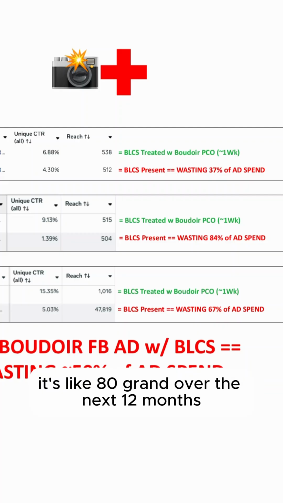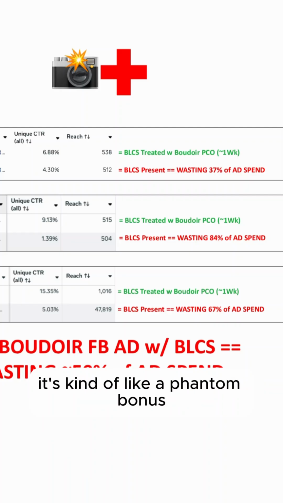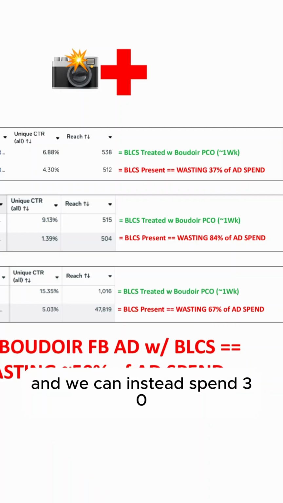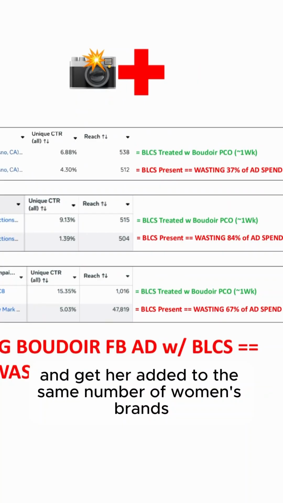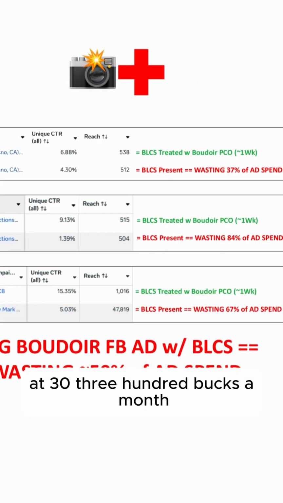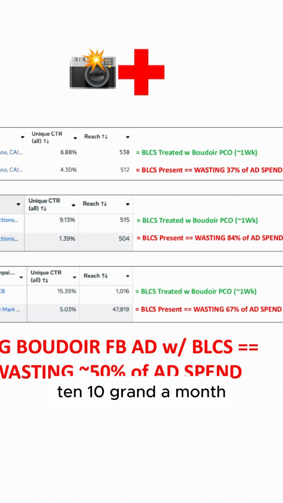It's like 80 grand over the next 12 months. It's kind of like a phantom bonus. And we can instead spend 3,300 bucks a month on the Boudoir Pico treated ad and get our ad into the same number of women's brands at 3,300 bucks a month, compared to the original at 10 grand a month.